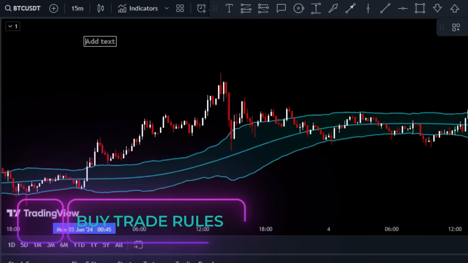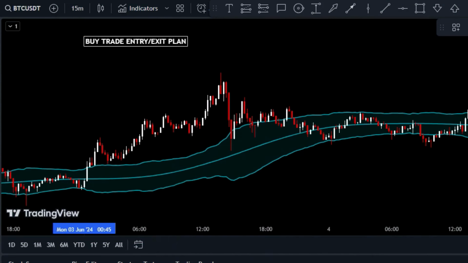First, ensure that the price candles are above the upper ATR level. This helps us avoid trading against the trend, keeping us on the right side of the market.